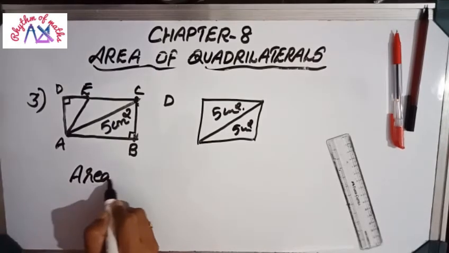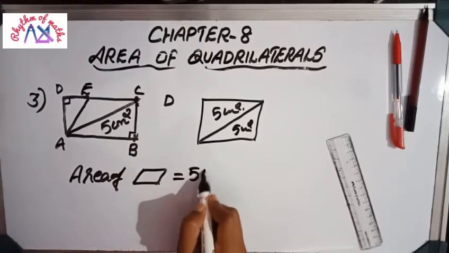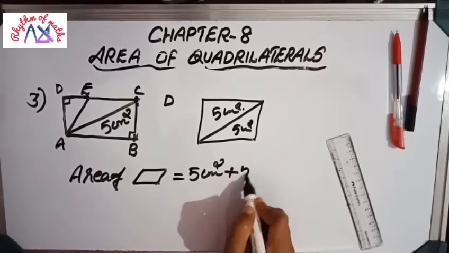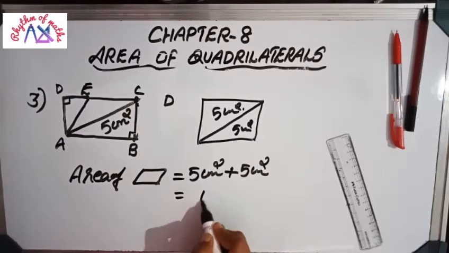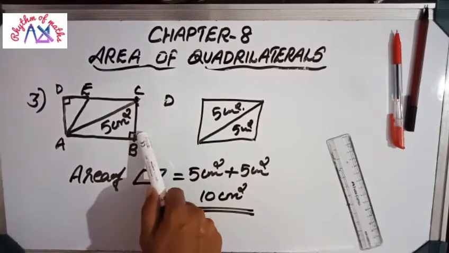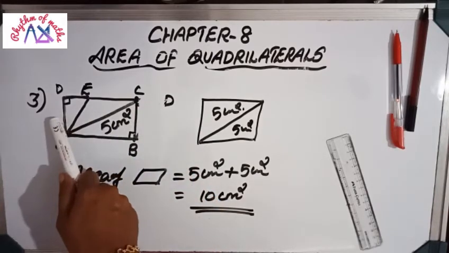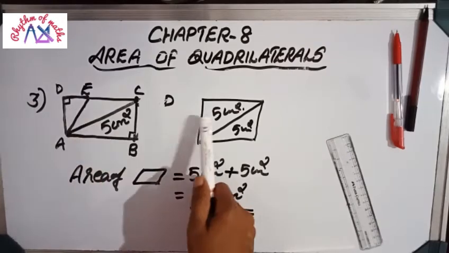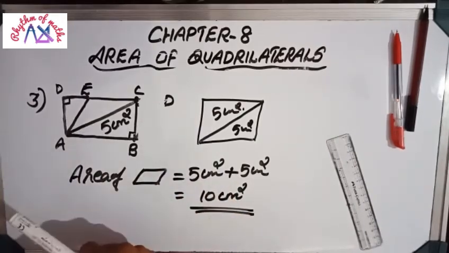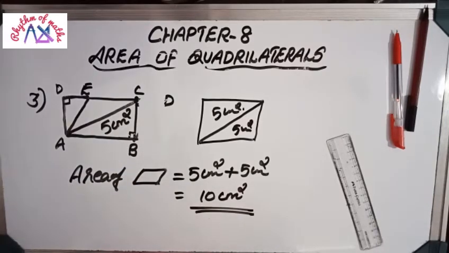Therefore, what will be the area of this parallelogram? Area of parallelogram equals 5 centimeter square plus 5 centimeter square. That answer is 10 centimeter square. This is the area of the first parallelogram. From this portion, cut a small piece from here and join that small piece here. We will get a rectangle. That rectangle divides into two equal triangles. If the first triangle's area is 5 centimeter square, the next will also be 5 centimeter square. That's why the area is 10 centimeter square.